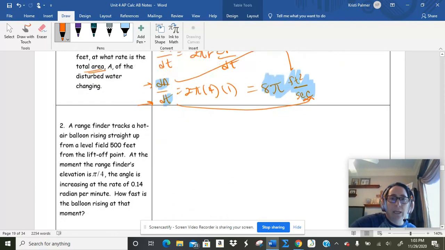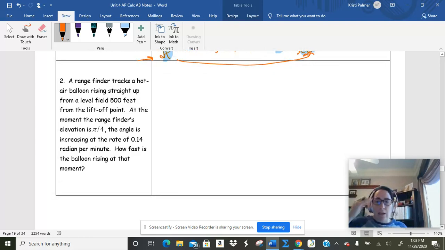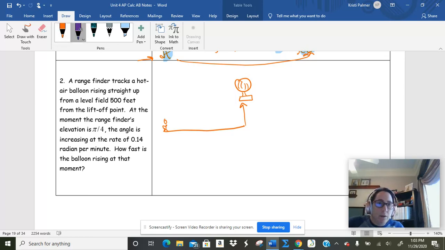Okay, we're going to do one more together for day 4. A rangefinder tracks a hot air balloon rising straight up from a level field. And it is moving straight up. So maybe here's my little rangefinder. It's 500 feet from the lift-off point. So the rangefinder, it said, was 500 feet away.